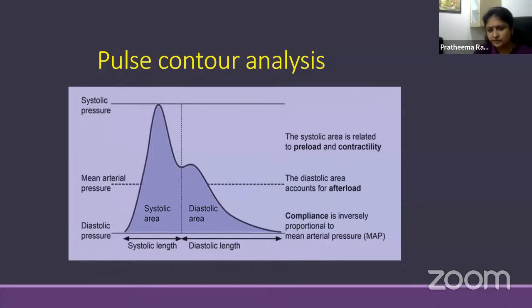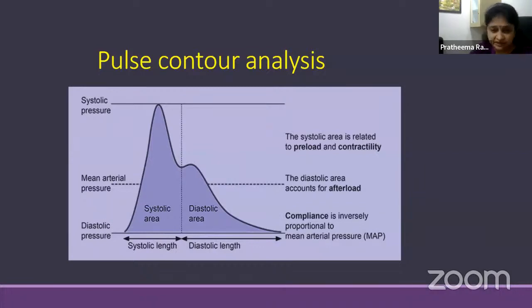If with a little volume the pressure is going to be very high, then it is bad. It should be proportional. Or if you give so much volume and there is only a little increase in pressure, then that is also not going to help us. So we need to know the mean arterial pressure. This is pulse contour analysis, and this is what all the monitors will look into and give a calculation.